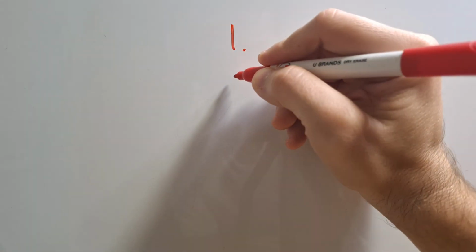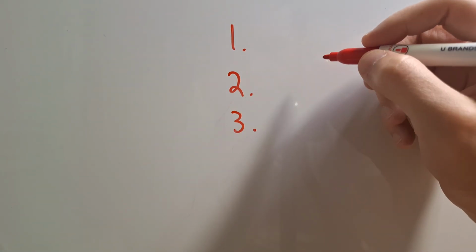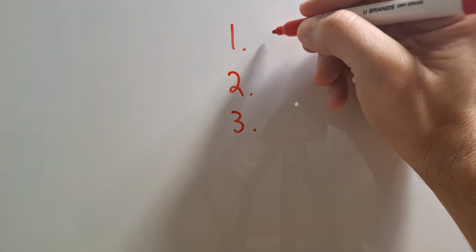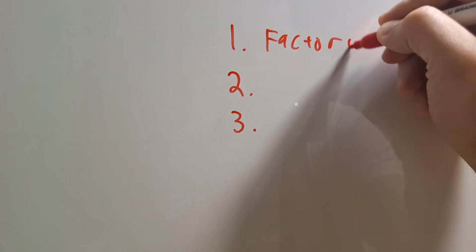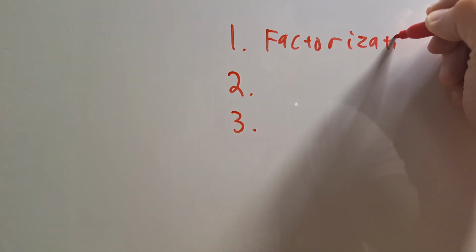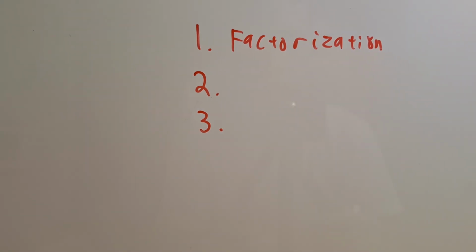Hello everyone, in this video I'm going to show you how to use prime factorization to write a fraction in lowest terms. And I can break this down into 3 steps. So the first step is to write the prime factorization of the numerator and the denominator.